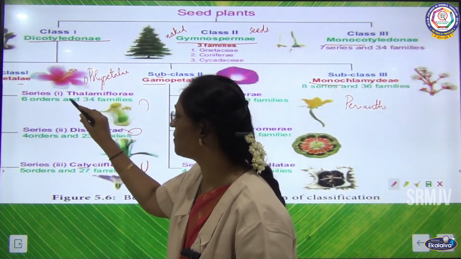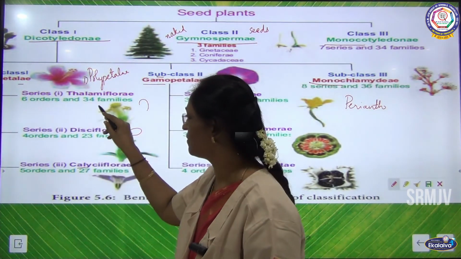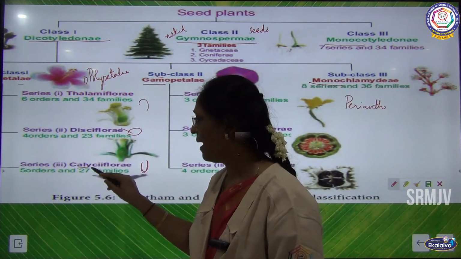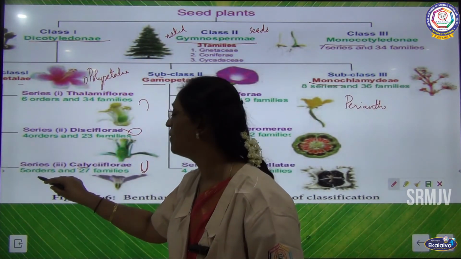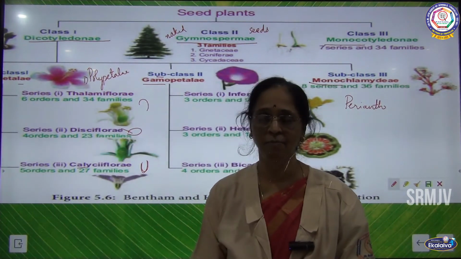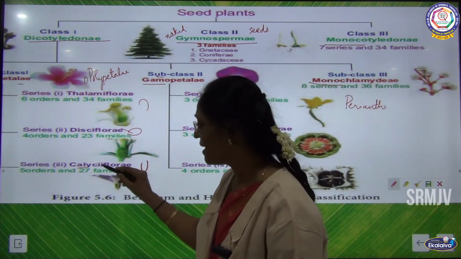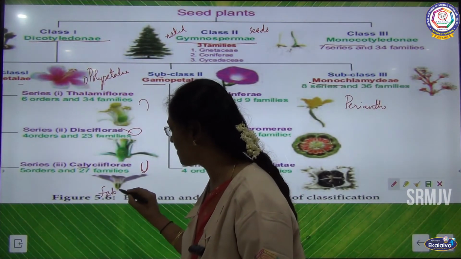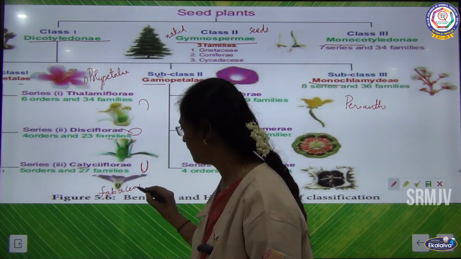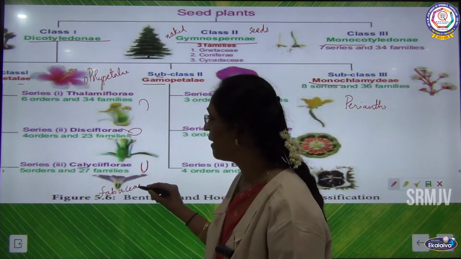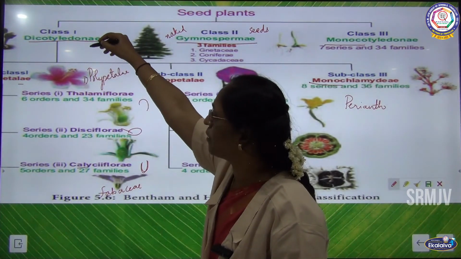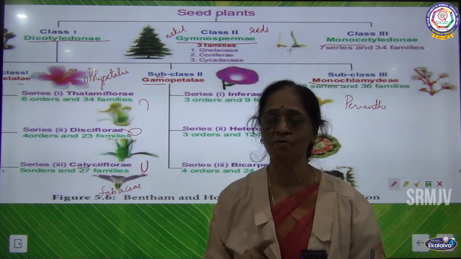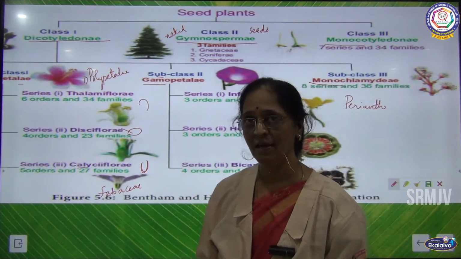So, the series thalamiflorae is further divided into 6 orders and 34 families. Disciflorae is divided into 4 orders and 23 families, and calyciflorae is divided into 5 orders and 27 families. In this calyciflorae only, we are going to study a family which we call Fabaceae. So, the Fabaceae is under dicotyledonae, polypetalae, calyciflorae. Under this, we are going to study one family, Fabaceae.